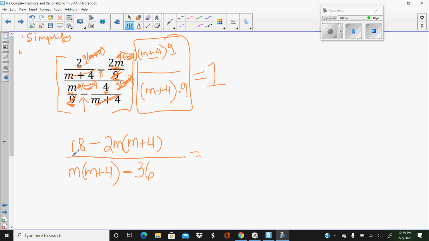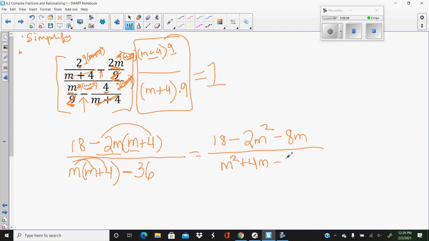Alrighty, this 18, we'll start there. 18 minus, okay, so 2m times m is minus 2m squared, and negative 2m times 4 is minus 8m. Alrighty, and my denominator, m times m and m times 4, we get m squared plus 4m minus 36. And at this point, the only thing I am going to recommend is that you make sure that you're in descending order, in standard form. So I'm going to take this negative 2m squared and put it out front, minus 8m plus 18, and then put that all over m squared plus 4m minus 36.